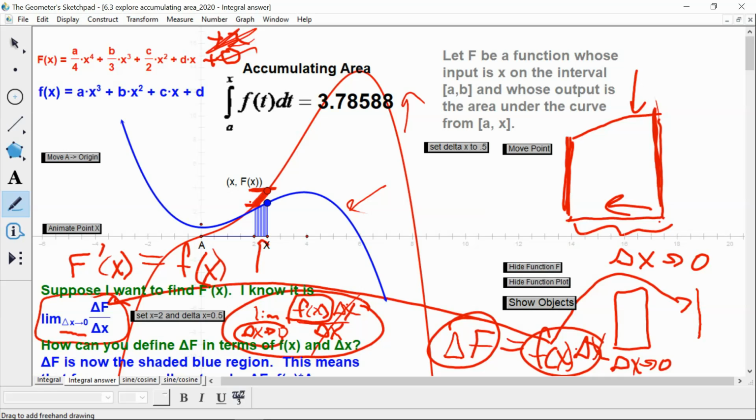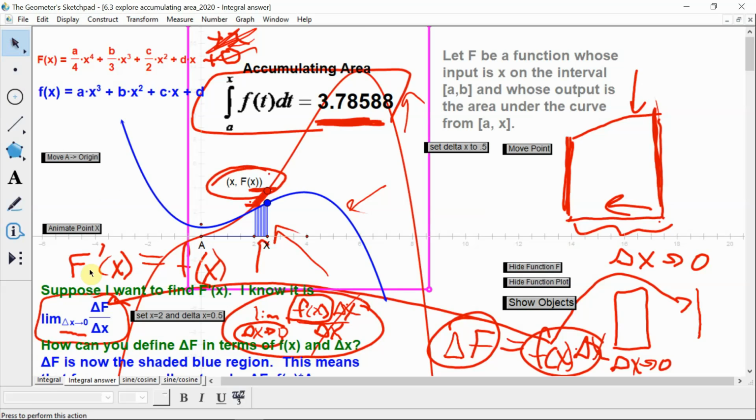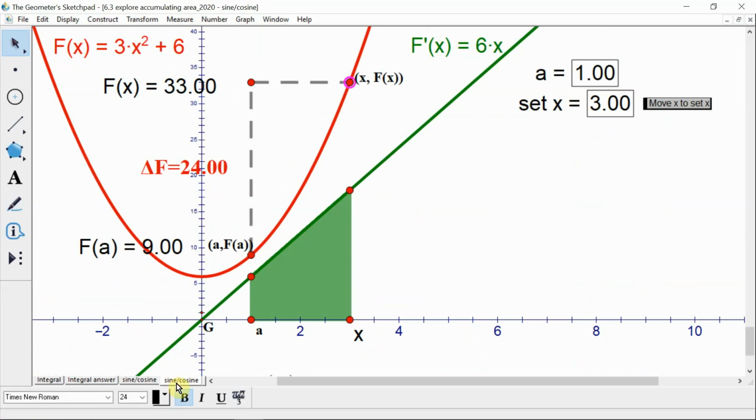So again, the repercussion is that if I really want to understand this accumulated area, if I'm really trying to understand this shaded blue region here, I really only need to understand the difference of y values for the antiderivative. All right, I said I would try to make that a little bit more concrete, so I'm going to do that here.